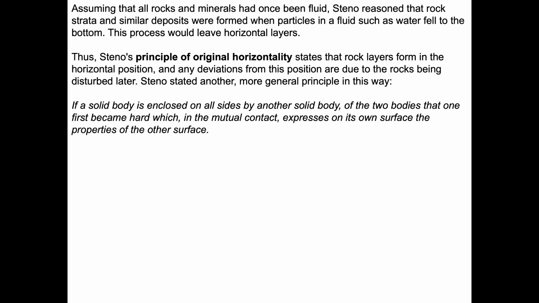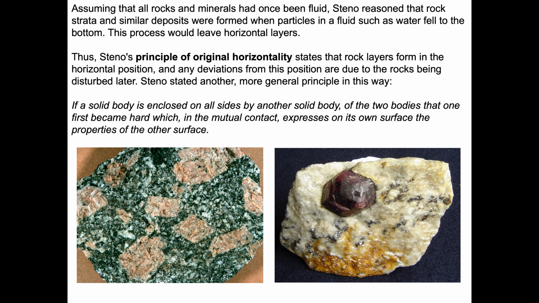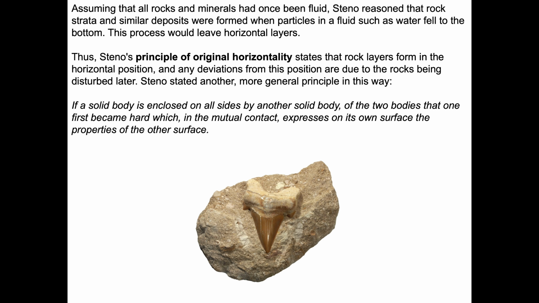Steno stated another general principle in a similar way. If a solid body is enclosed on all sides by another solid body, of the two bodies, that one first became hard, which in mutual contact expresses on its own surface the properties of the other surface. So what this means is, in, say, the formation of an igneous rock, the original crystals are going to form without obstructions. They're going to grow in the magma, in that fluid. Any subsequent crystals that grow have to take into consideration that pre-existing crystal that's in their way. They grow around that pre-existing crystal, just like a rock would grow around a pre-existing shark tooth.